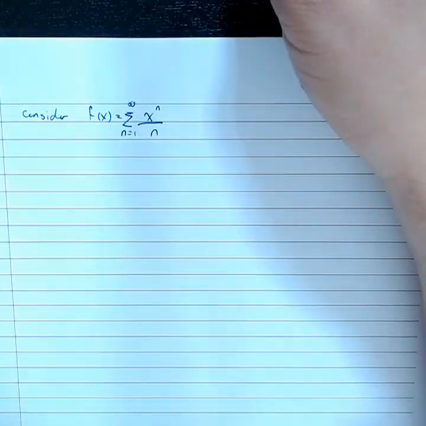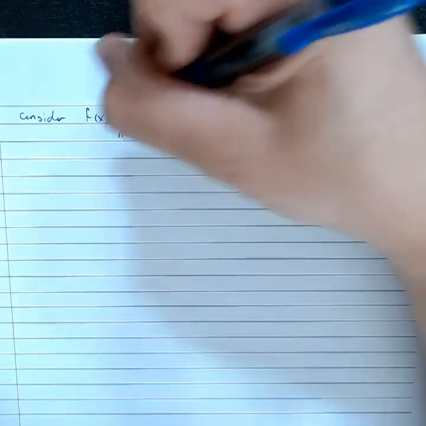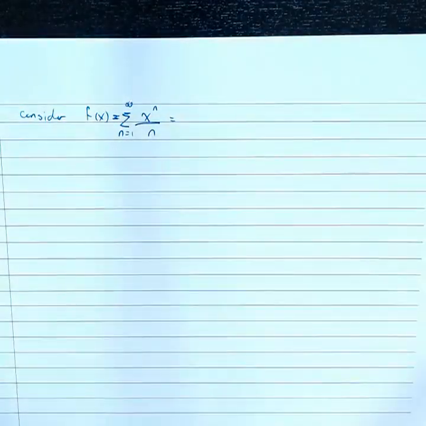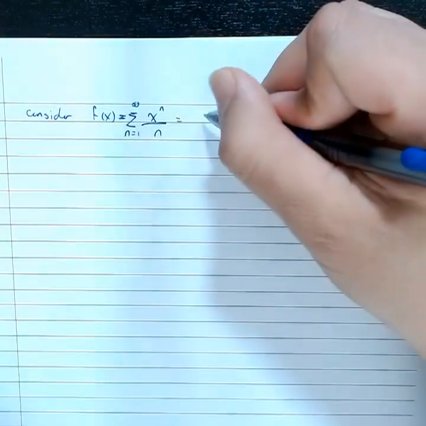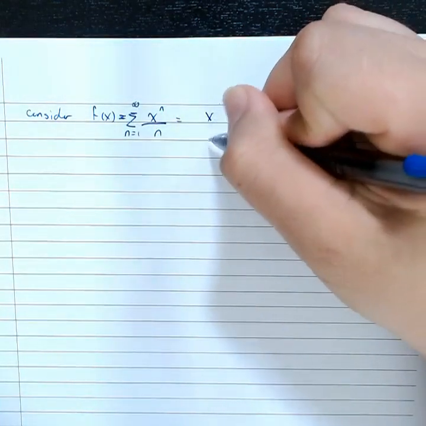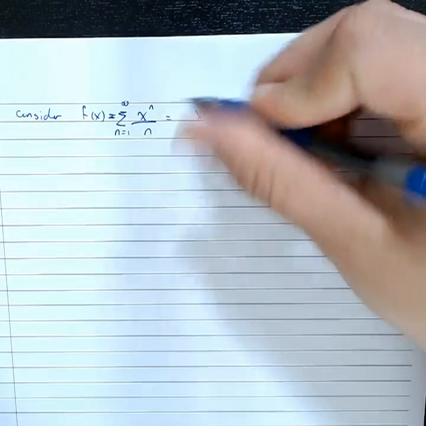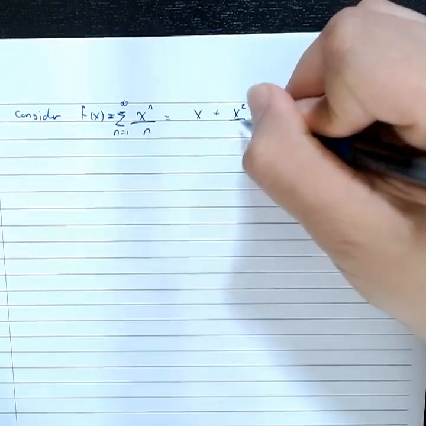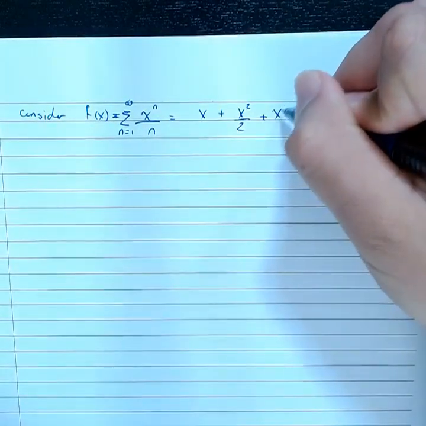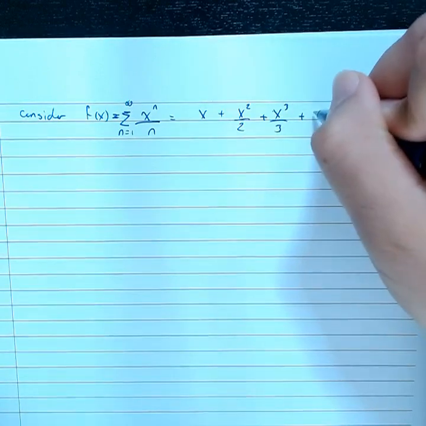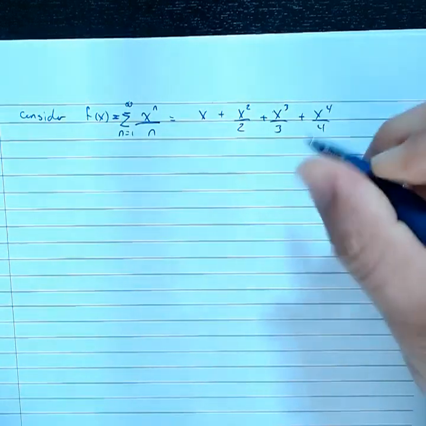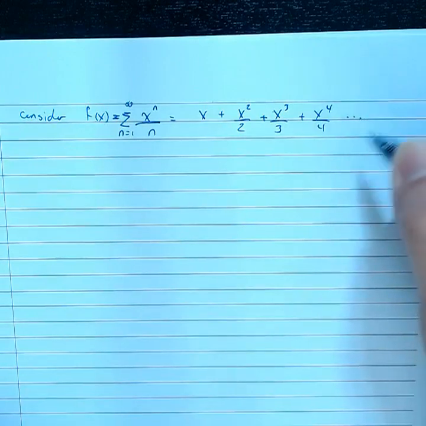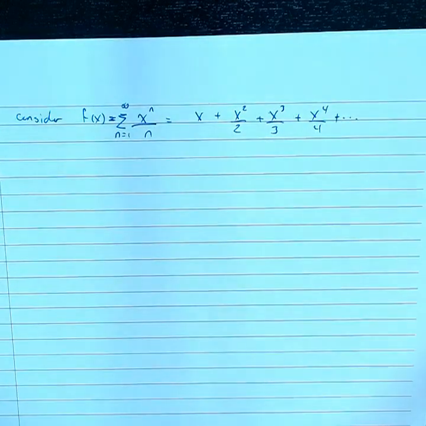Okay? Now, remember, this is a sum, an infinite sum, of polynomial terms. That's basically what a power series is. If n is equal to 1, well, that's going to be x to the power 1 over 1. Then, if n is 2, I get x to the power 2 over 2. And then x to the power 3 over 3. And then x to the power 4 over 4, and so forth and so on.